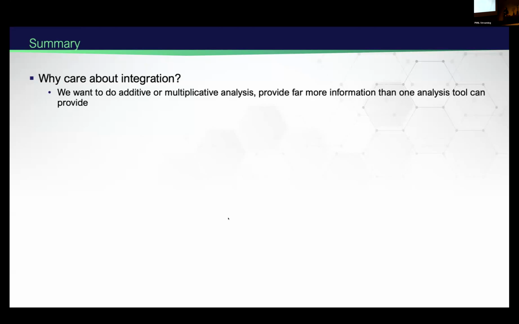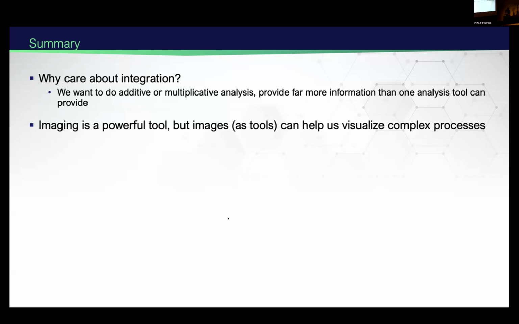Okay, so that comes to the end of my talk, and I'll summarize some of the things I talked about, and then what we've heard also here these last 2 days. Why do we care about integration? Well, the idea is we want to do multiplicative analysis, or at least additive, right? One imaging modality can give us some information, but if we can combine the two, we can get a lot more information and maybe have better interpretation of our data. Imaging is a powerful tool, but images as tools are also powerful in helping us visualize complex processes, as I've talked about when it comes to some of the Air IQ information.